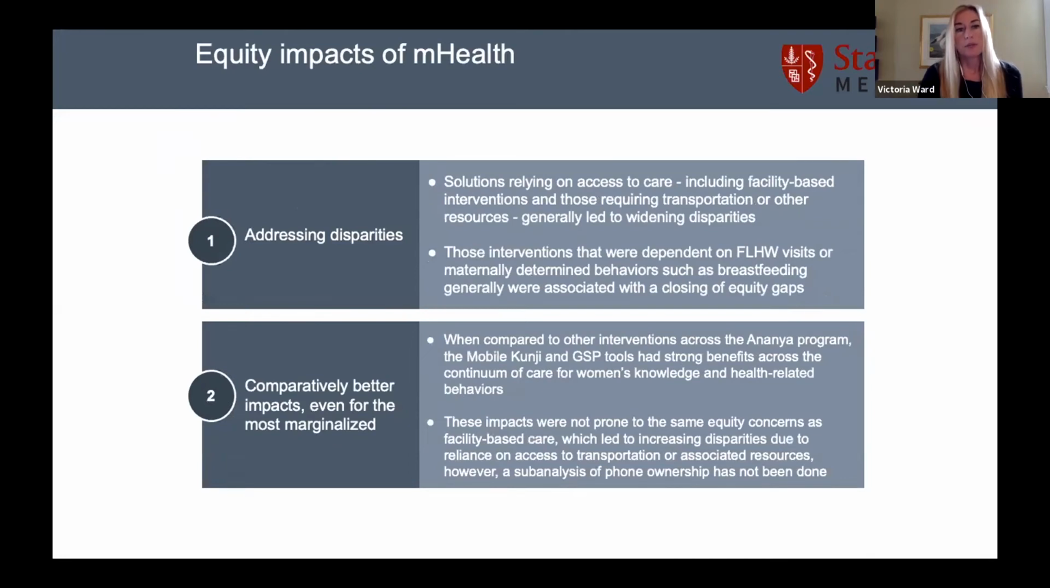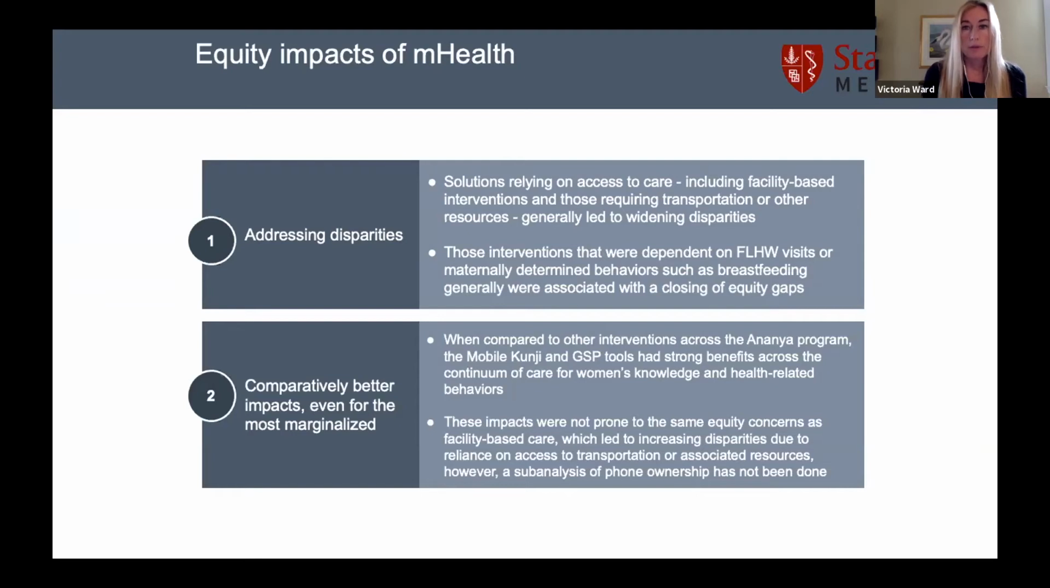As Gary mentioned, we did do an equity sub-analysis, which we won't go into here, but just to say that really what we saw is that interventions that were related to access to care, meaning women had to go to a facility to get their health care, or that it was requiring transportation or financial resources in order to access the care, really were exposed to equity disparities. So there were disparities in the groups that were able to access those healthcare resources.